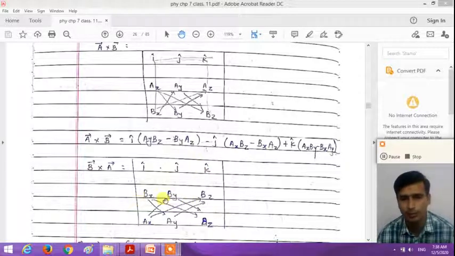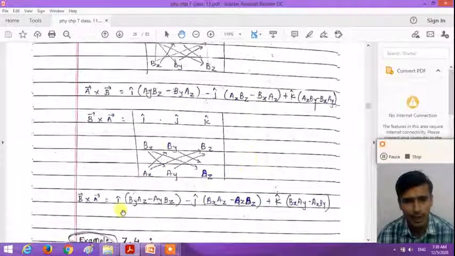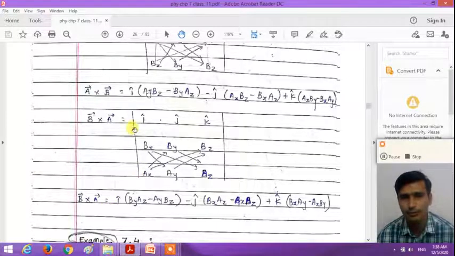Then write the components of b: bx, by, bz, and then write the components of a: ax, ay, and az. Now first i: eliminate the row and column containing i. So we write, from left to right, ay into bz minus az into by. Always minus j. Then eliminate the row and column containing j: bx az minus ax bz. Plus k: eliminate the row and column containing k. Then multiply the components: ax by minus ay bx.